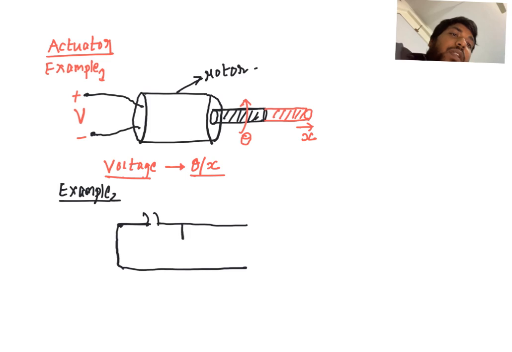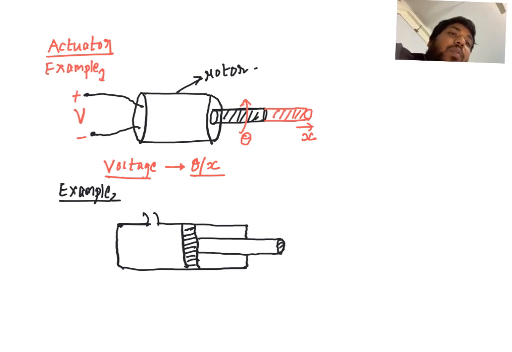Assume that this cylindrical chamber consists of a piston. This shaded region is actually nothing but the piston here, and on the other end of the piston, assume that there is a cylindrical rod which is connected to the piston like this. Now what happens in this particular diagram?